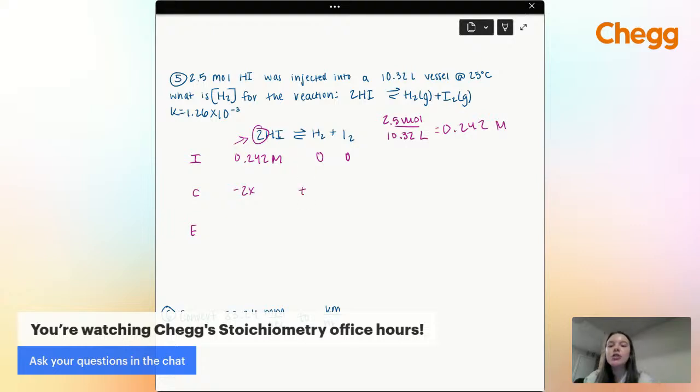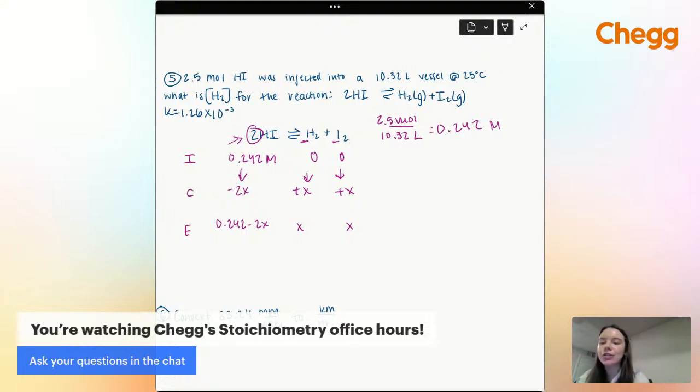For products, we're going to do plus because we're adding products. We're creating products, so that's what the plus means. Just plus x for both since we have no coefficient besides that 1. And then E for equilibrium, we just go straight down. So 0.242 minus 2x, x, and x. And then now let's get to those KEQ equations.